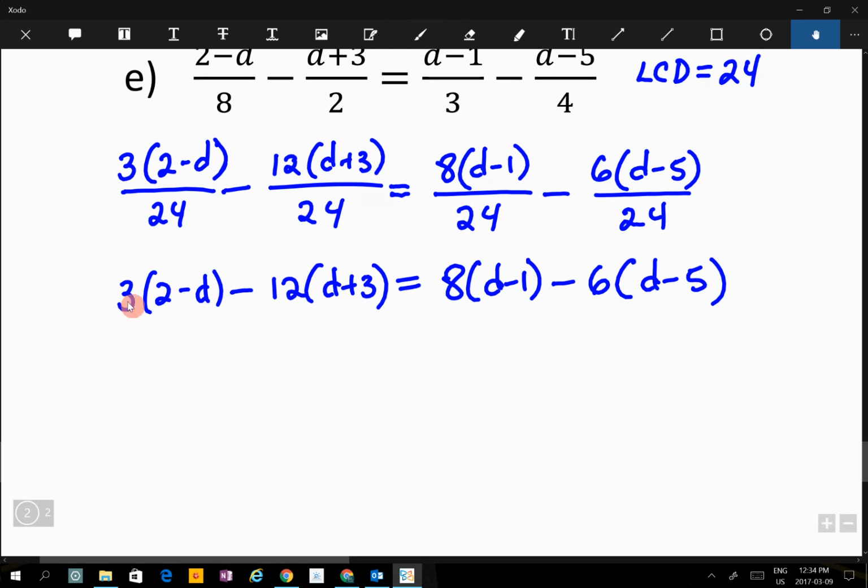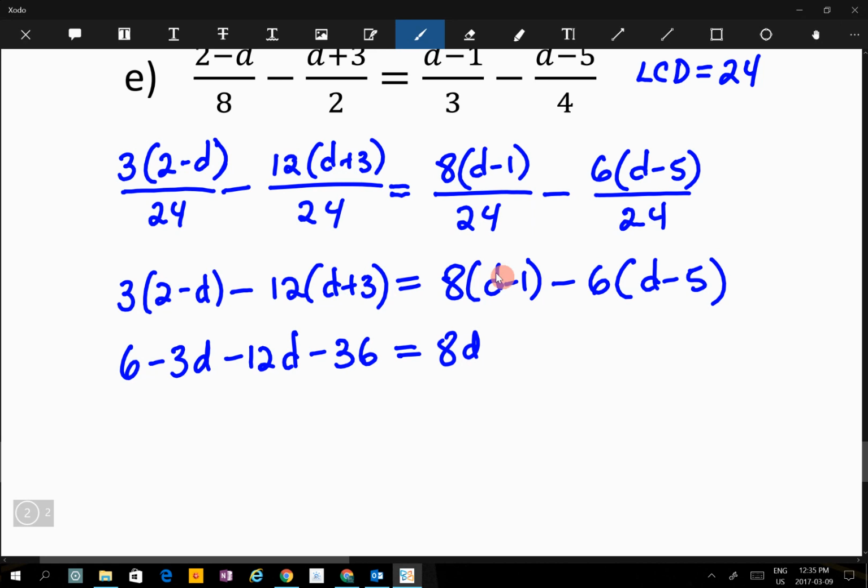So then I expand using the distributive property. So 3 times 2 is 6. 3 times minus d is minus 3d. Negative 12 times d is minus 12d. Negative 12 times 3 is minus 36. Equals 8 times d is 8d. 8 times minus 1 is minus 8. And then here, this one, minus 6 times d is minus 6d. And then minus 6 times minus 5 is positive 30, or plus 30.